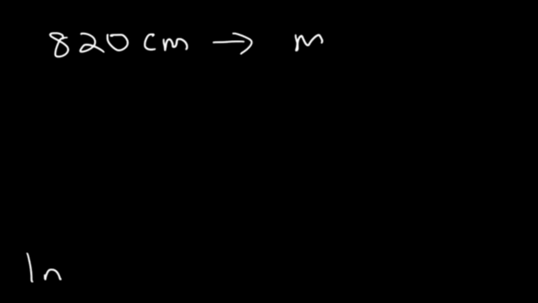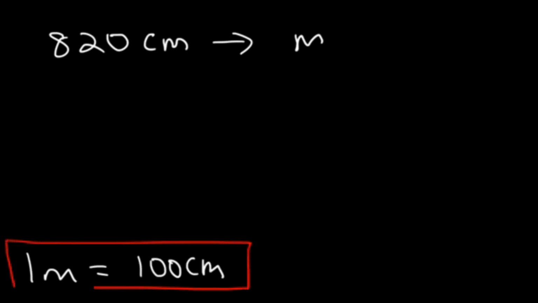Now let's work on an example problem. How can we convert 820 centimeters into meters? How can we do so? This problem is a one-step conversion problem. So first, you need to identify the conversion factor that you'll need. Here's the conversion factor. We know that 1 meter is equal to 100 centimeters. So how can we use this conversion factor to help us to convert from centimeters to meters?